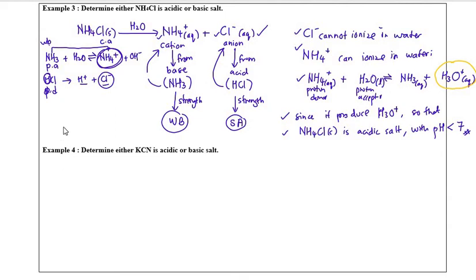Okay, right, we go to example number 4. Determine either KCN is acidic or basic salt. As usual, we start with the dissociation of your salt. KCN, phase solid, single arrow. You need water to dissociate your salt to produce its ions. What are the ions? K plus and CN minus, all the ions in aqueous phase.